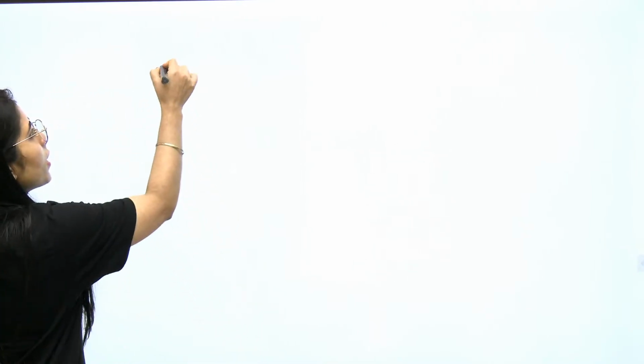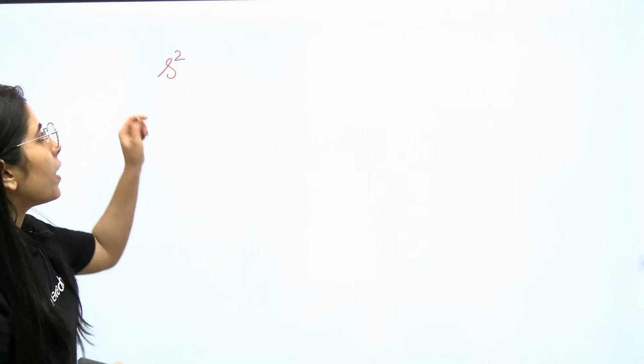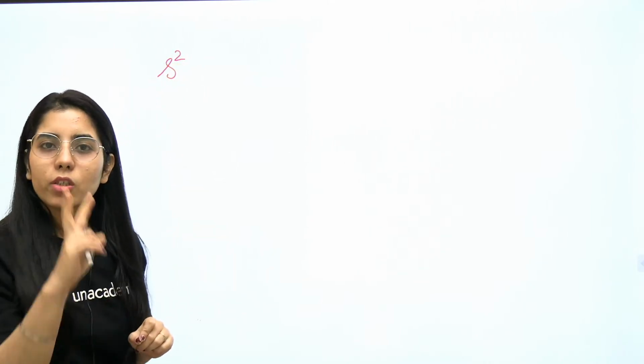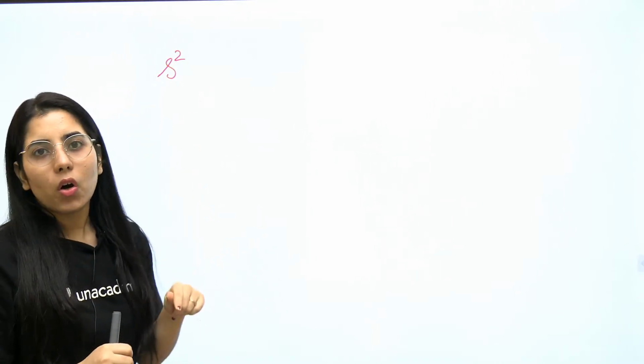That's very good. Okay, let's take some examples. Let's talk about it. See guys, if we are going to talk about equivalent electrons, the example I will give you is s2. Okay, s2. How many electrons are present in the s orbital? 2 electrons. And are these electrons equivalent or non-equivalent?